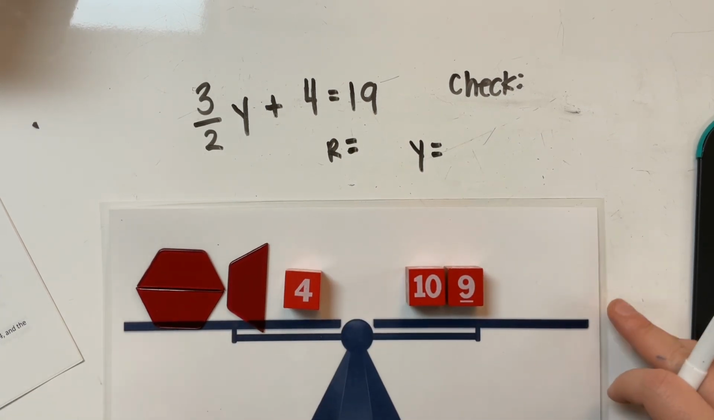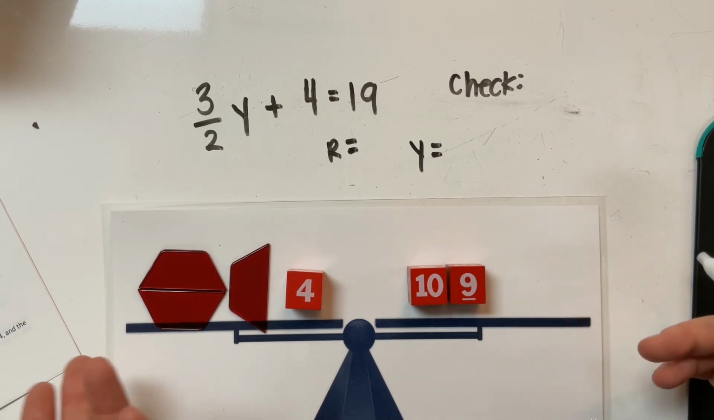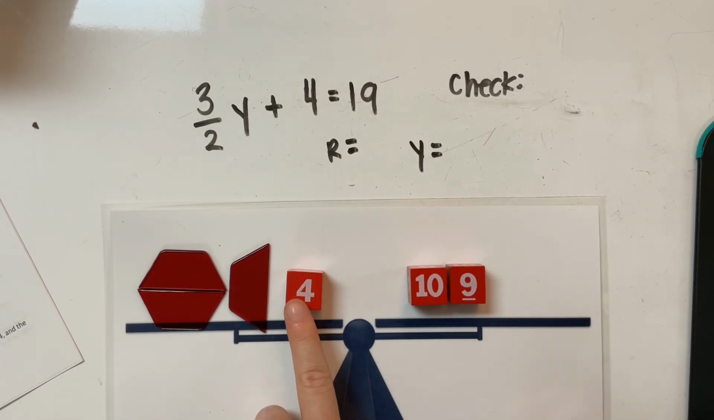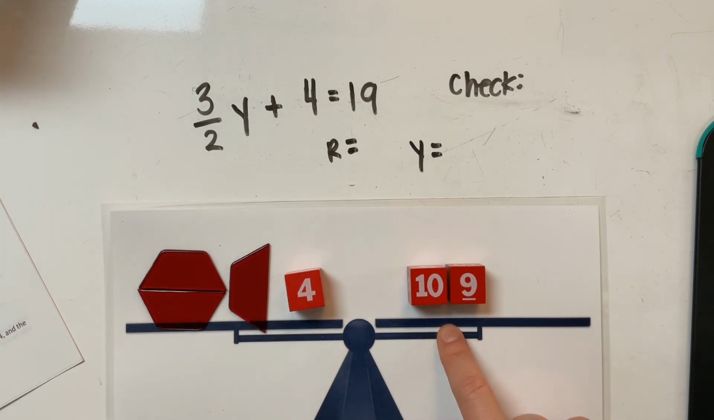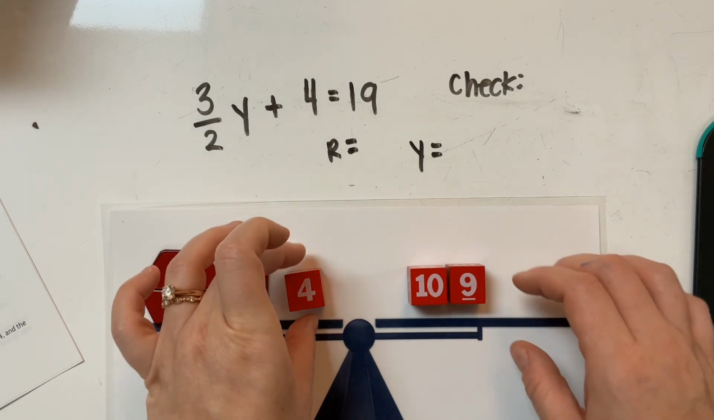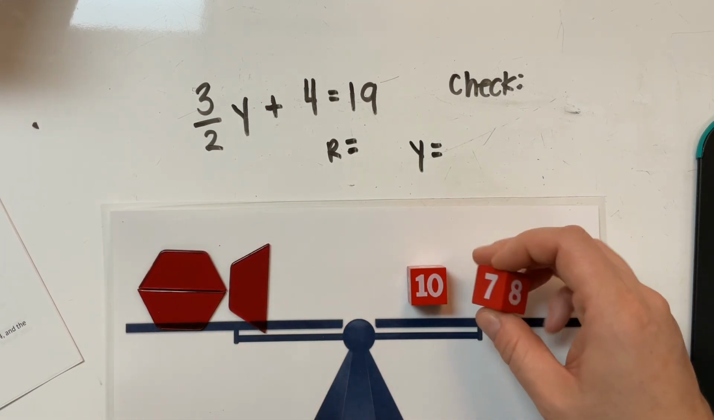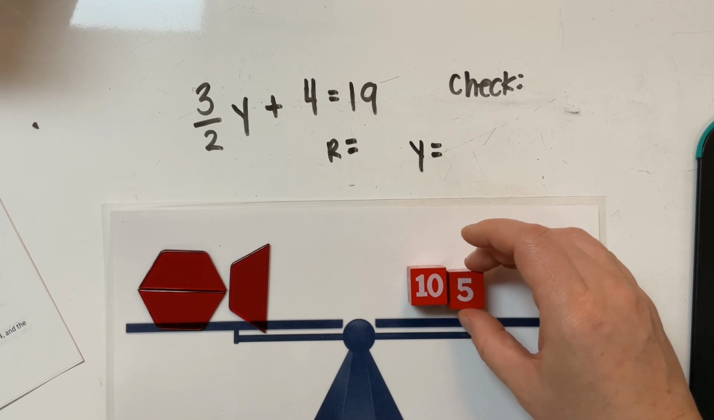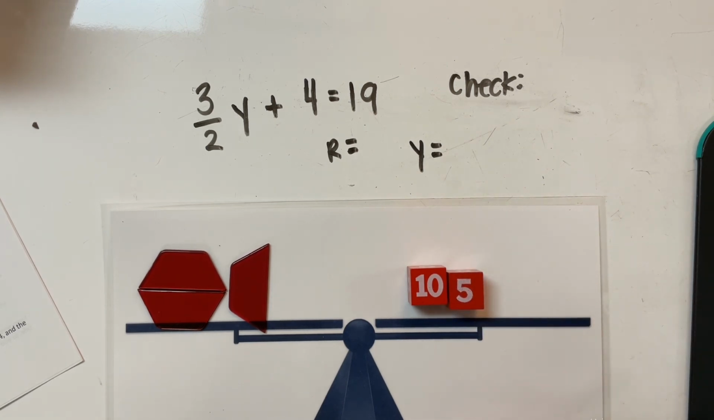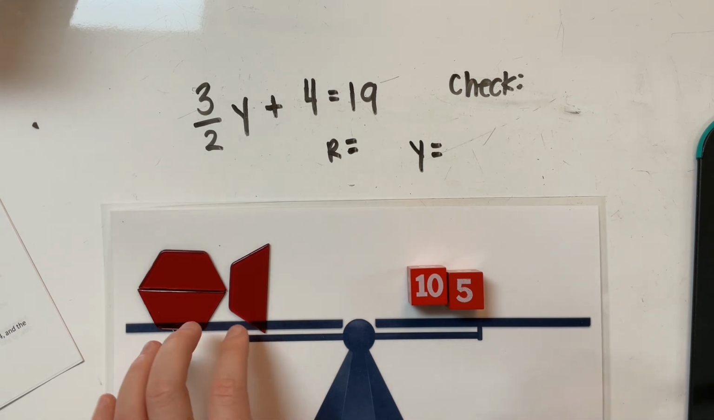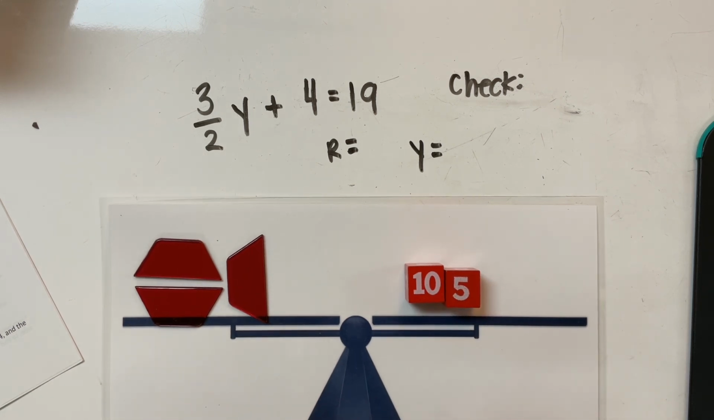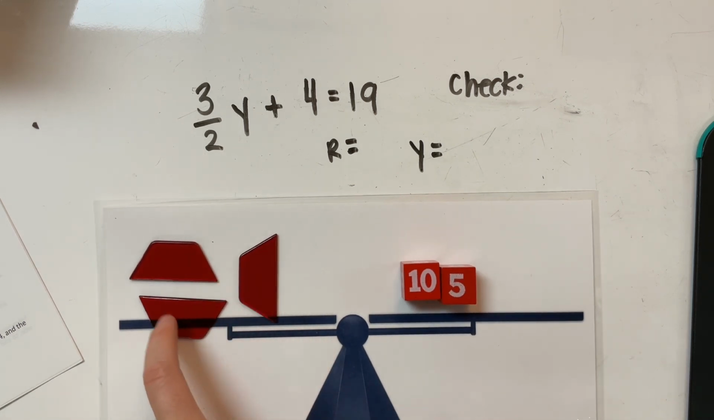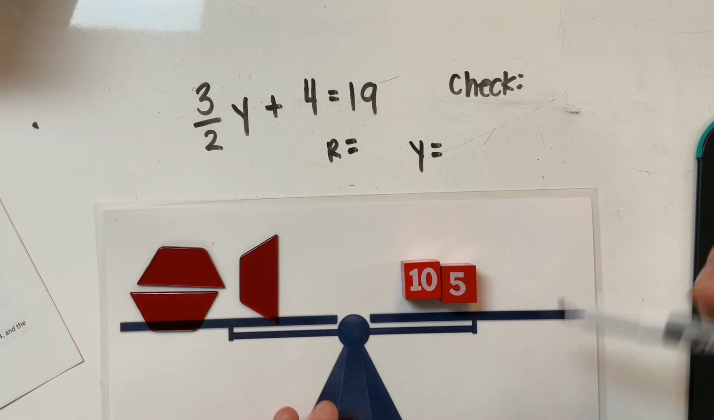Okay, so I have halves on this side, but not on this side, so I can't do the legal move there. I do have a 4 over here, and I have at least 4 on this side, so I can delete my 4. And when I do that, this becomes 15. Okay, so now I have 3 pieces that need to divide equally into 15. Well, I know I could do 5, 10, 15. So 1 red would equal 5.